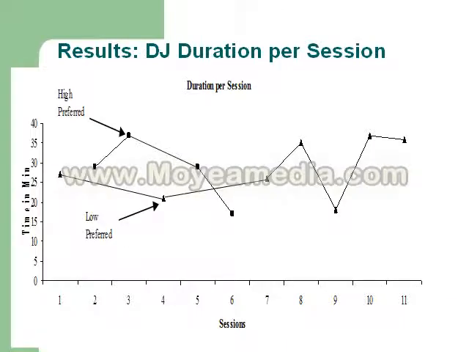DJ's duration per session results. The first 3 sessions for the high preferred protocol exceeded durations for the low preferred protocol. Once the high preferred protocol was finished, low preferred durations closely matched initial high preferred durations. Also notice that there were only 4 administrations of the high preferred protocol before it was finished.